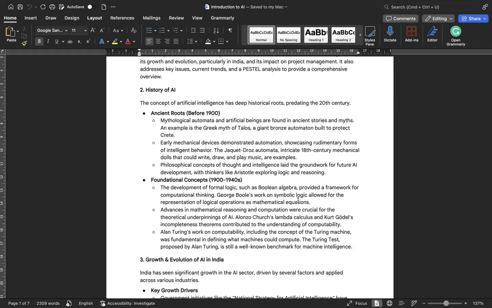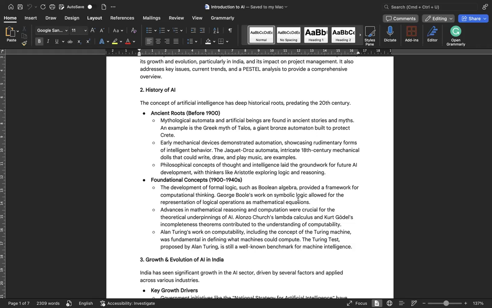And how it advanced again came from the advances in mathematical reasoning and computation. Because for artificial intelligence, we are also using natural language processing, which we discussed in our third session. Advances in mathematical reasoning and computation were crucial for the theoretical underpinnings of artificial intelligence. Alonzo Church's lambda calculus and Kurt Gödel's incompleteness theorems contributed to the understanding of computability.